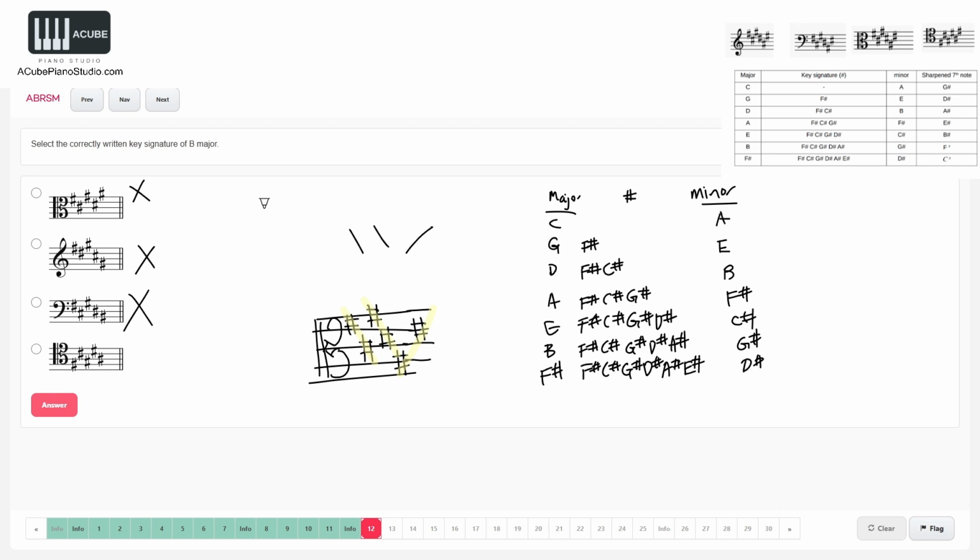Recall that, right, for all the sharps, it is this way, except for tenor clef. Okay, it goes this way. Right, so this is F, C, G, D, A. So this is correct. Okay, so therefore, this is the correct one.